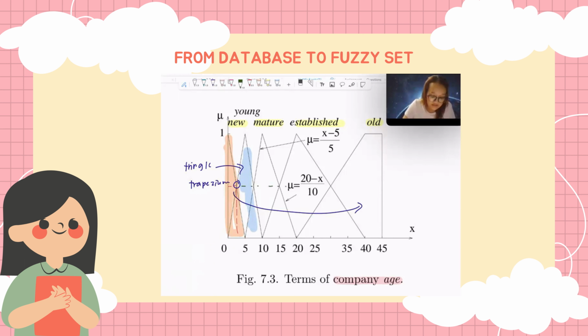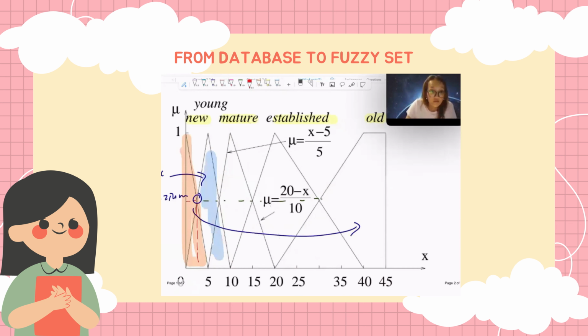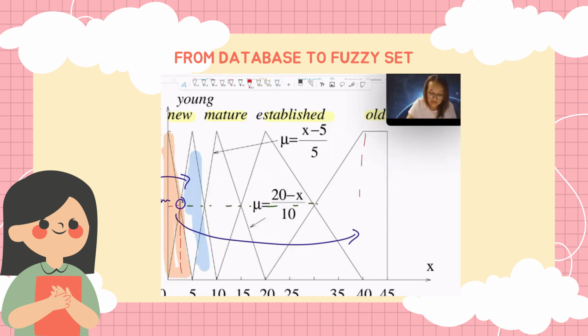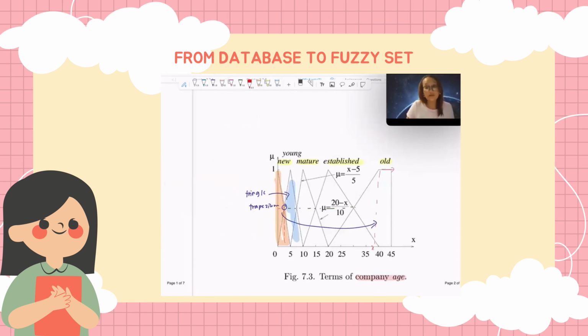At the half is where they are entering a new phase, and we can see that companies that are in the old phase start here. So the company which is really old is calculated at x equal to here, and so on. Okay, so that's all from me.